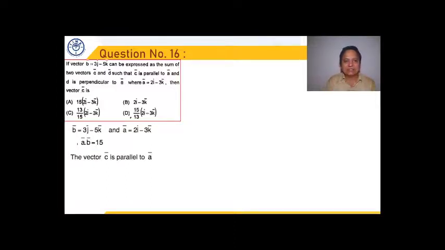Further, the vector C is given parallel to A vector. So any vector which is parallel to A vector is of the form C vector equal to P A, that is P into (2i minus 3k), where P is a scalar. We have to find the value of P to evaluate the vector C. Since vector C is parallel to A vector, C vector is equal to P into A vector, which is P bracket 2i minus 3k.